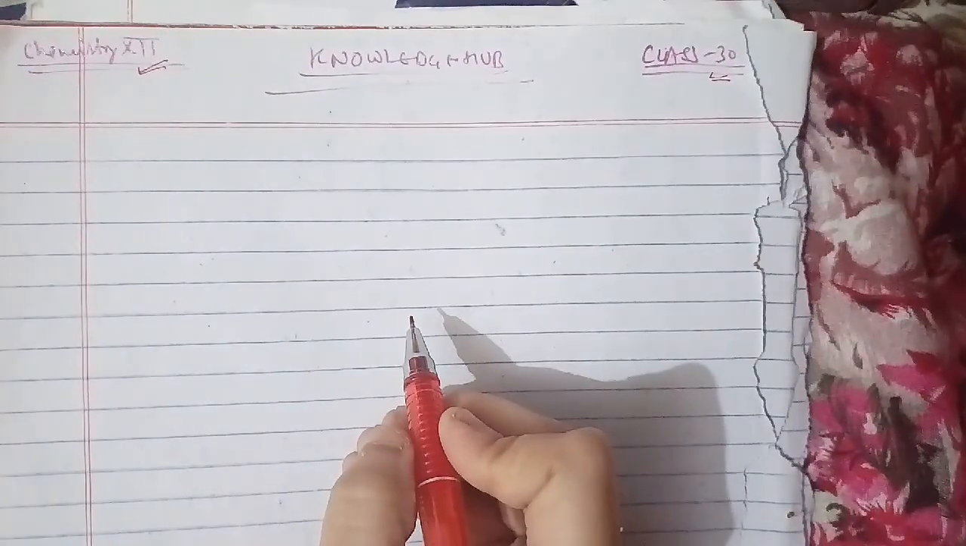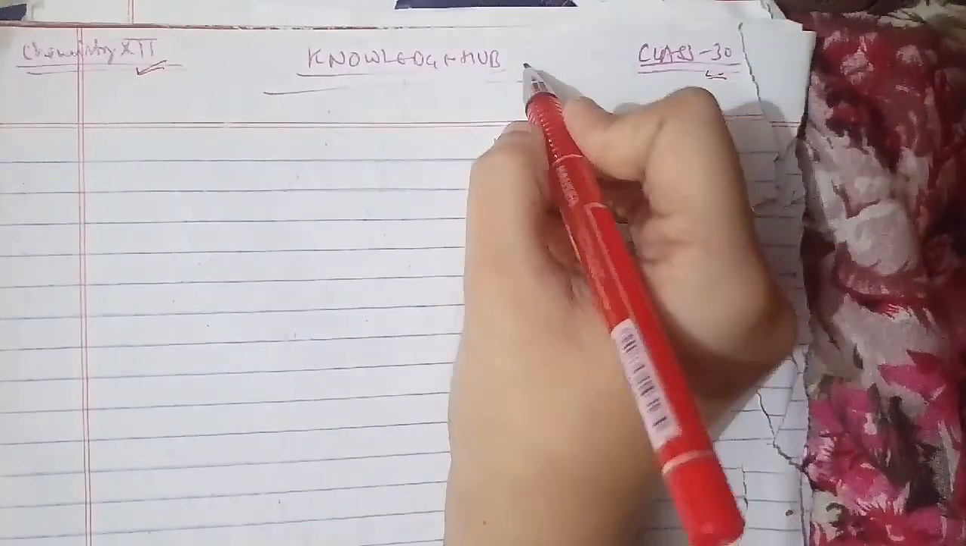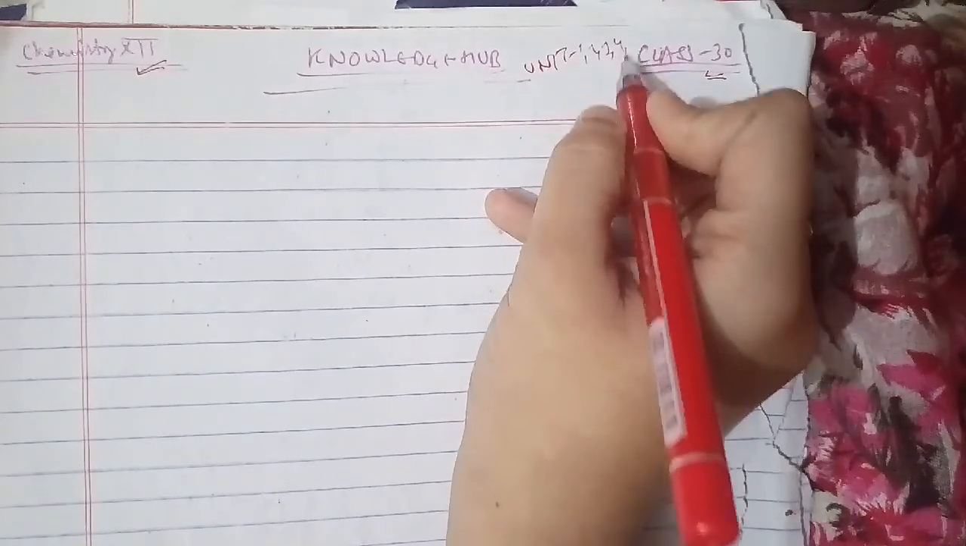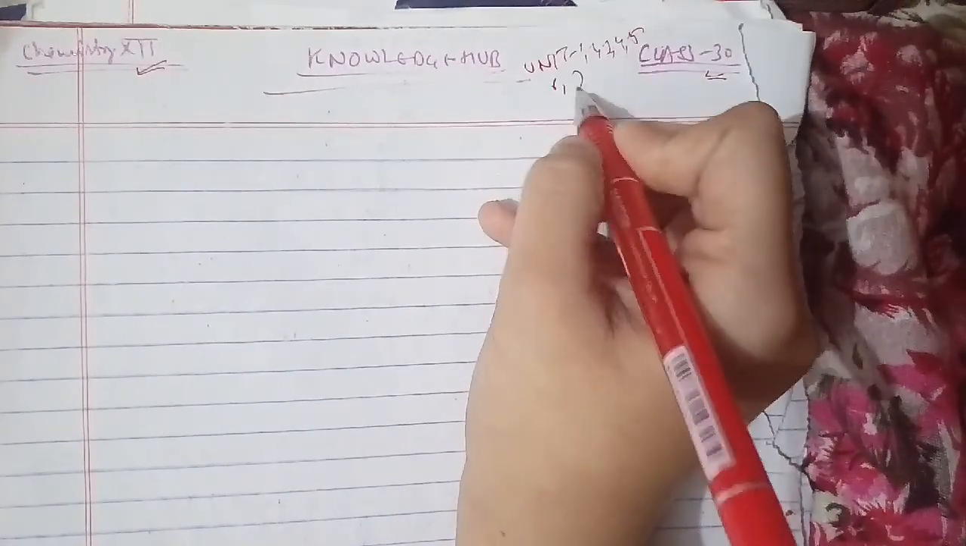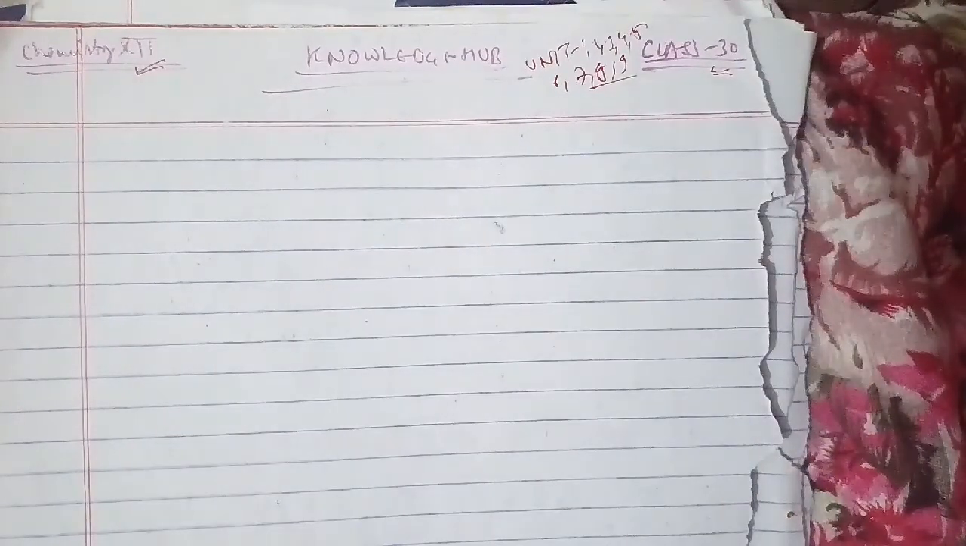Today we're going to start with chemistry for class 12, that is the class of 30. We had done 29 classes in the last classes, where we had completed unit 1, unit 2, unit 3, unit 4, unit 5, unit 6, unit 7, unit 8 and unit 9. Now we have completed your NCERT, which is part 1 of chemistry.